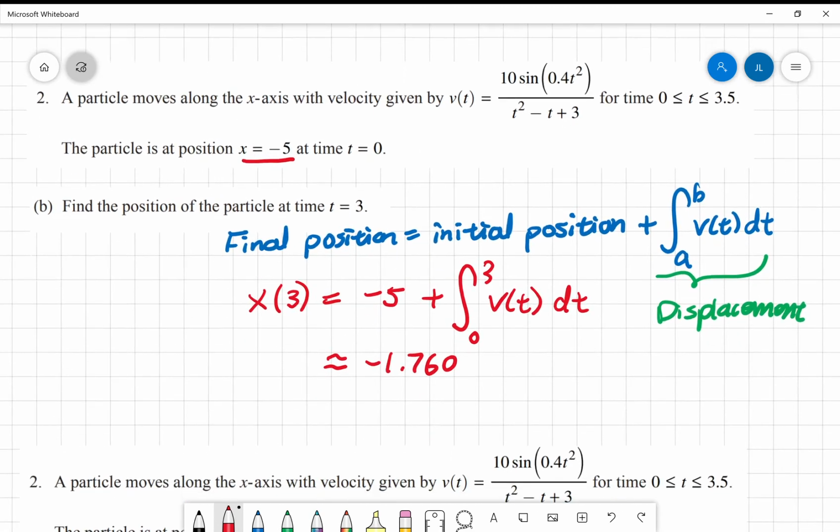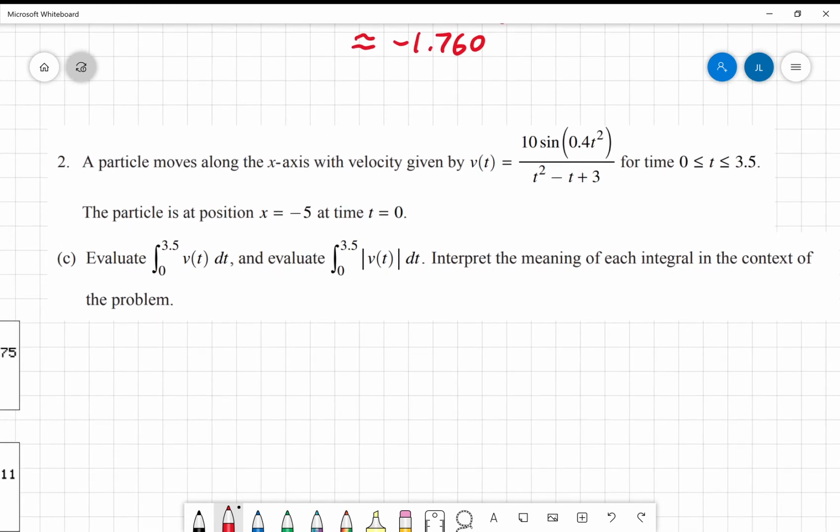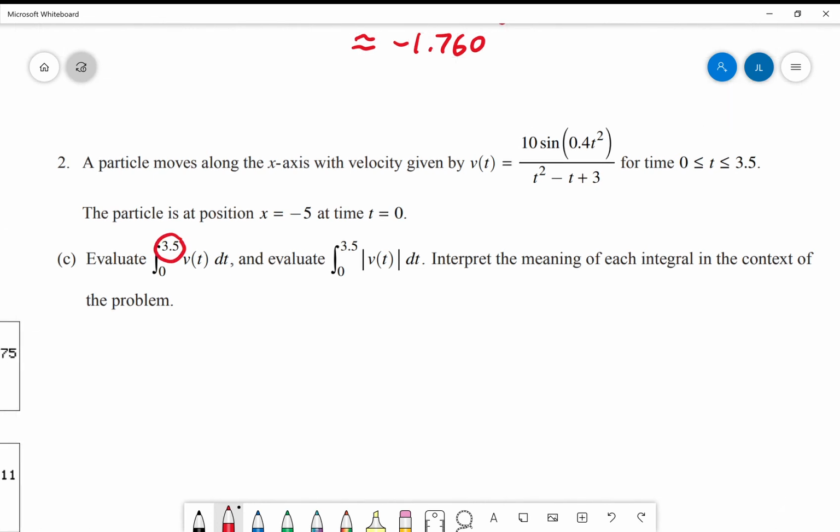That is all for B. Moving on to letter C. C says, evaluate the integral from 0 to 3.5. Be careful here with the upper limits of integration of v of t dt, and also evaluate the same integral except there are absolute values around this v of t function. Interpret the meaning of each integral in the context of this problem.